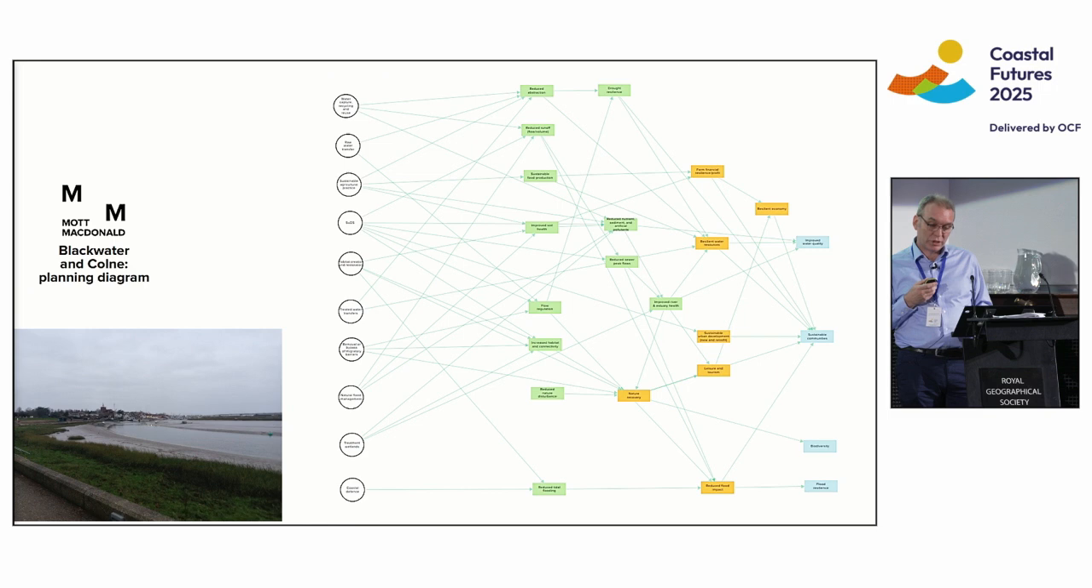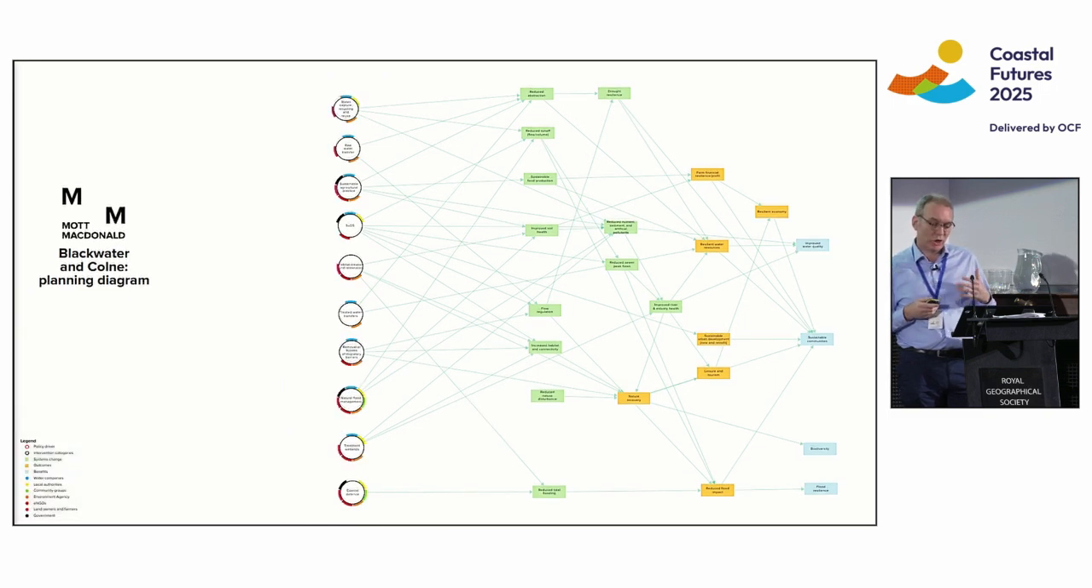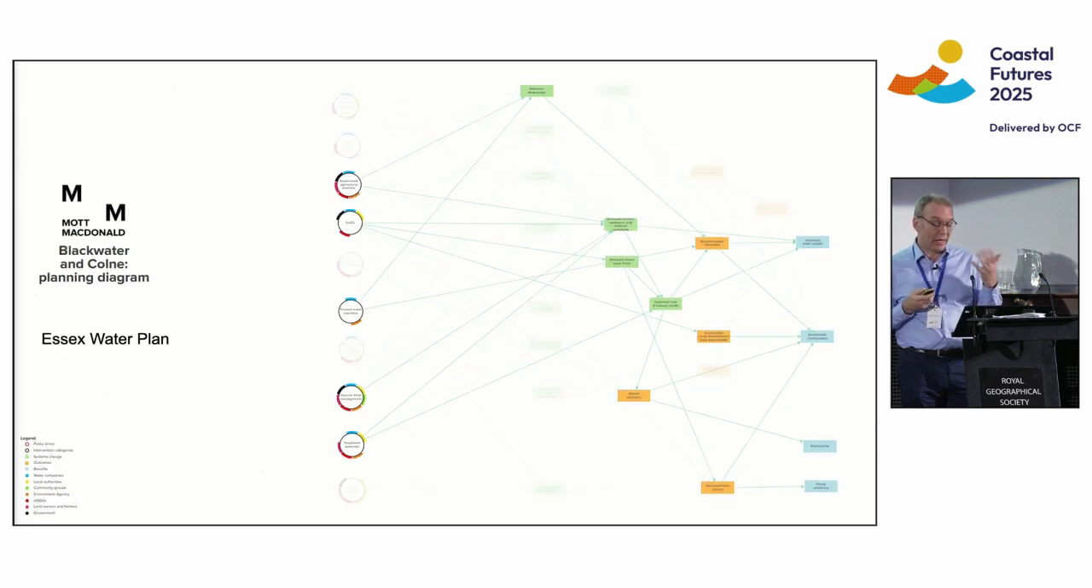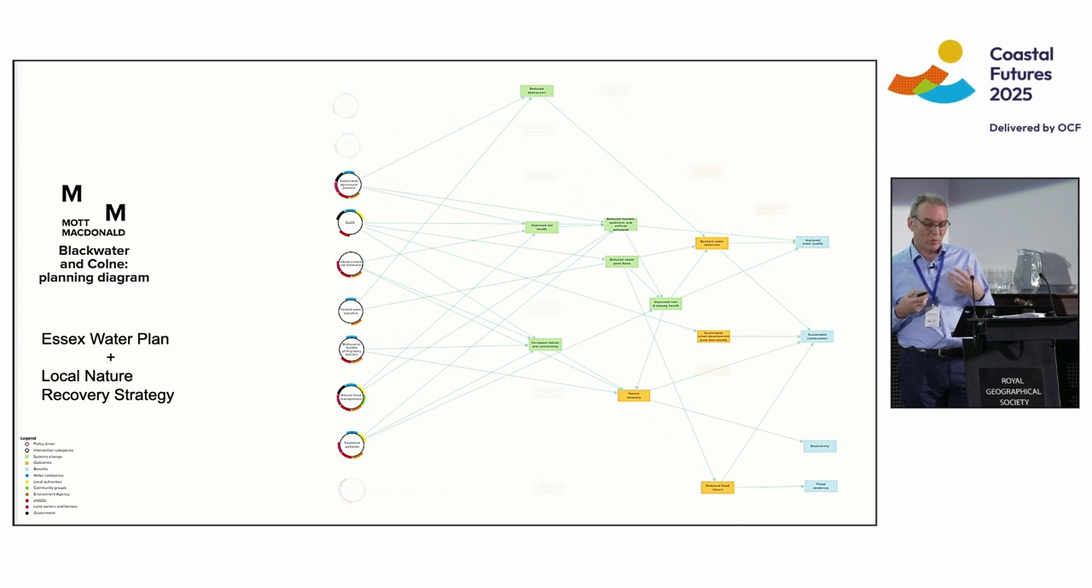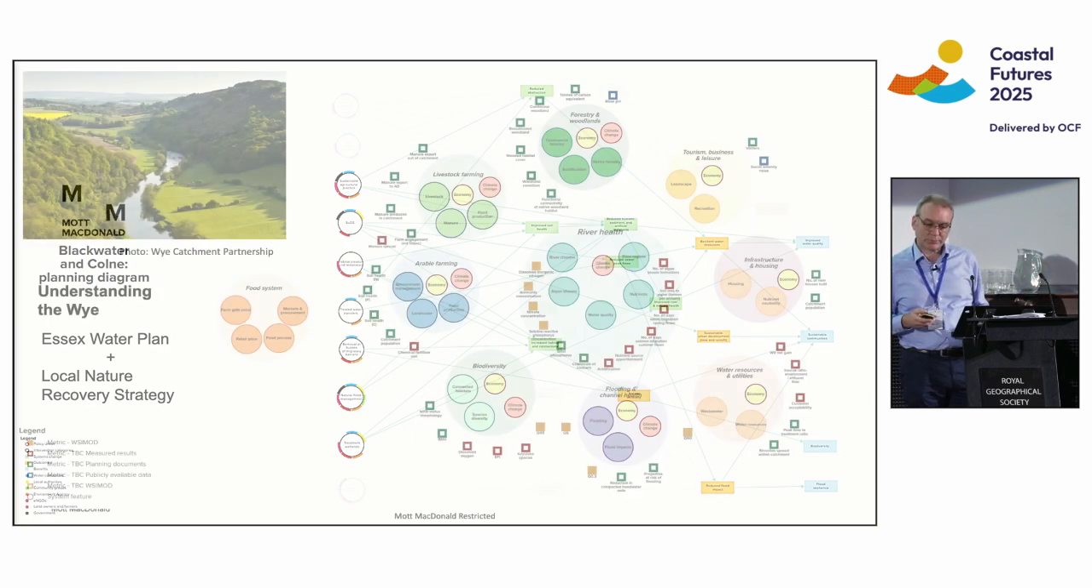Back to the Colne, just to say, we then turn it round for a planning map like this, and we can show responsibilities of different interventions. We can show here, for example, is the Essex Water Plan. This is how it interacts with the local nature strategy. And as you move on, you've got all of this ownership and mutual responsibility has been created through this. Like I say, it has to be part of another piece of work which does the spatial mapping and so on.